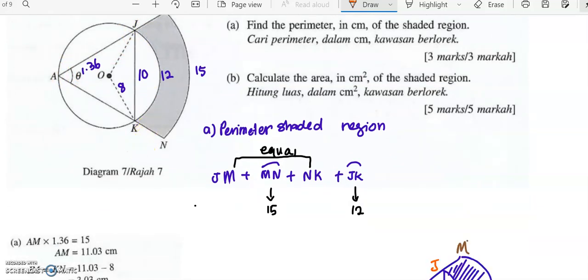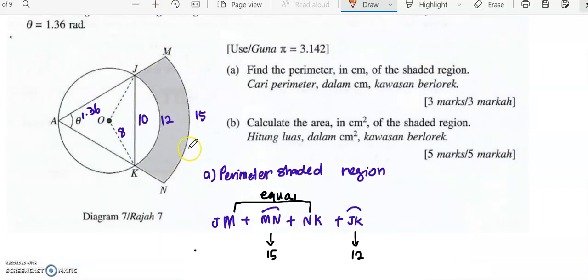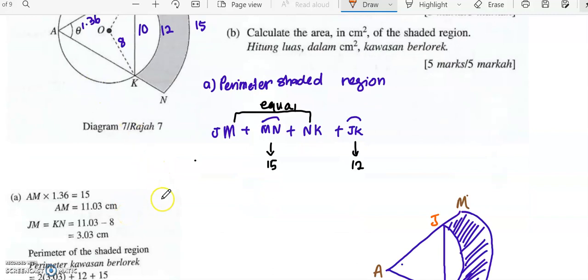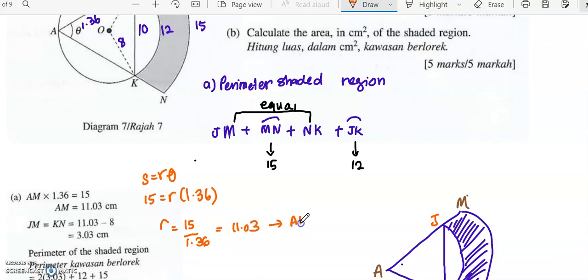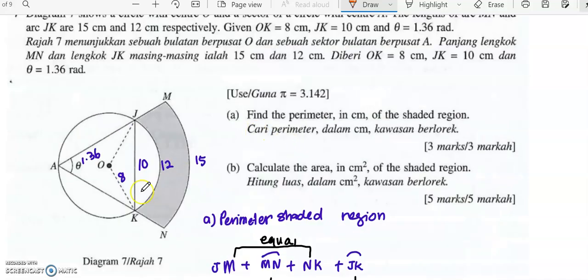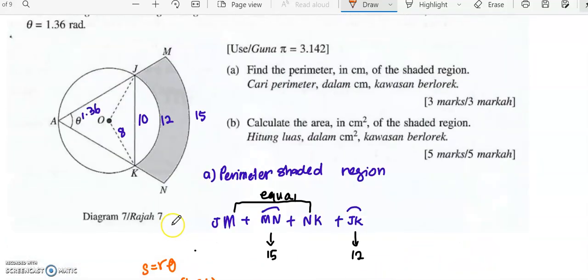Okay, for this part, kita ada arc of MN, which is 15. Okay, arc length S is equal to r times theta. Theta here is 1.36. Okay, and then awak akan dapat r, which is 15 divided with 1.36. Okay, which is equal to 11.03. That one is the length of EM. Okay, and then we minus with 8. How did you get 8?